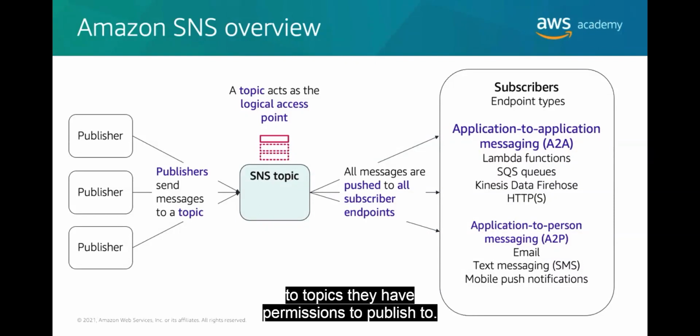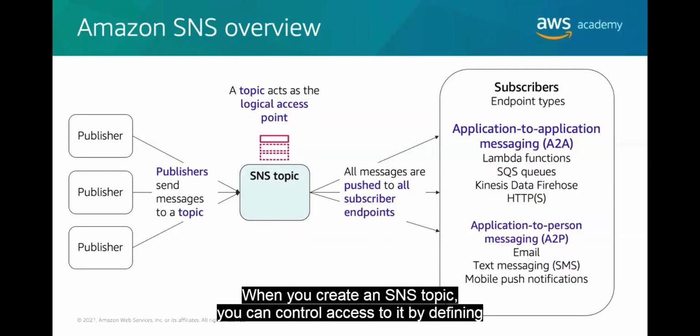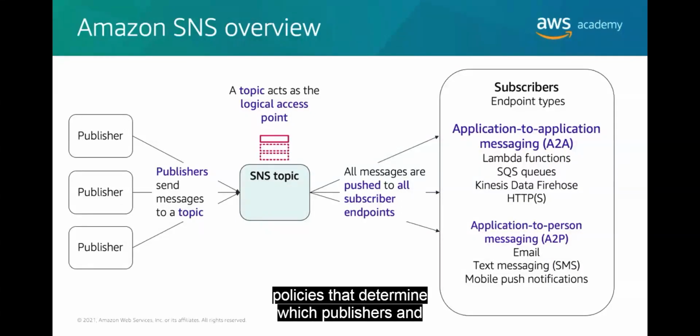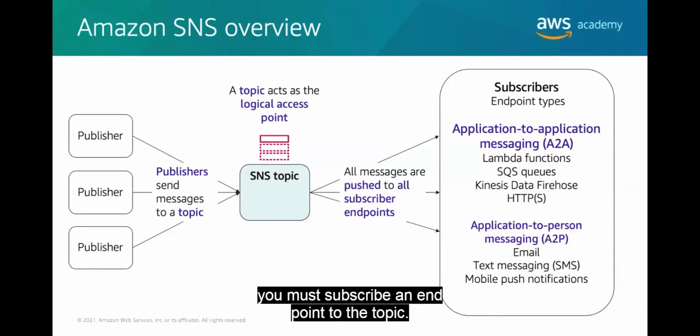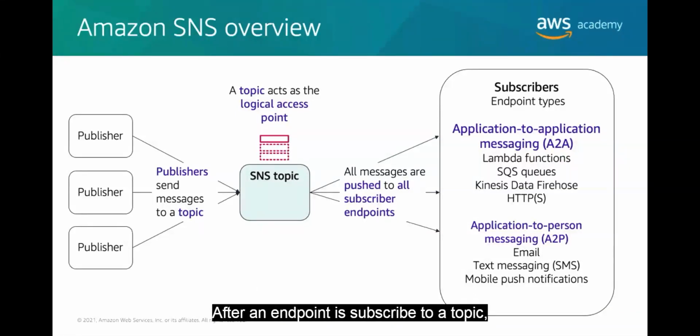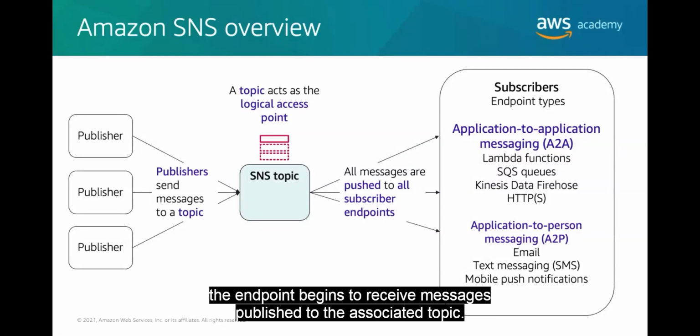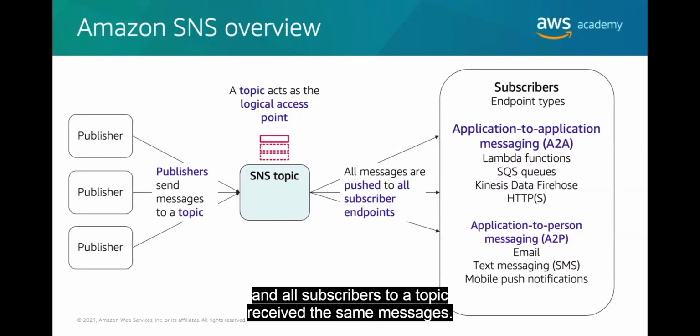When you create an SNS topic, you can control access to it by defining policies that determine which publishers and subscribers can communicate with the topic. To receive messages published to a topic, you must subscribe an endpoint to the topic. After an endpoint is subscribed to a topic, the endpoint begins to receive messages published to the associated topic. Subscribers receive all messages published to the topics they subscribe to, and all subscribers to a topic receive the same messages.